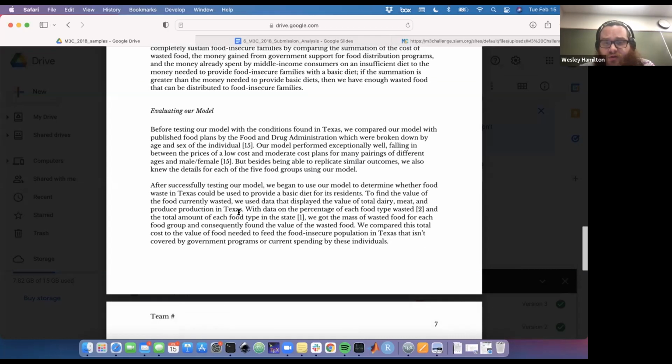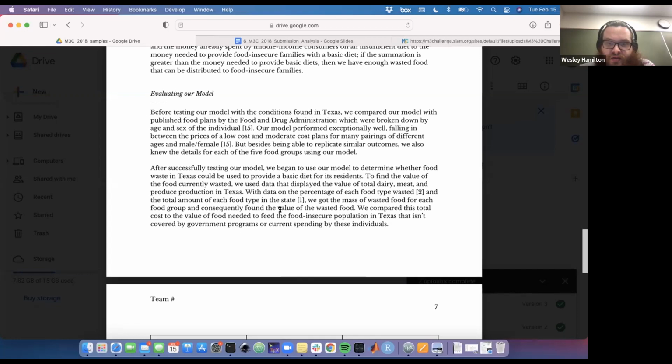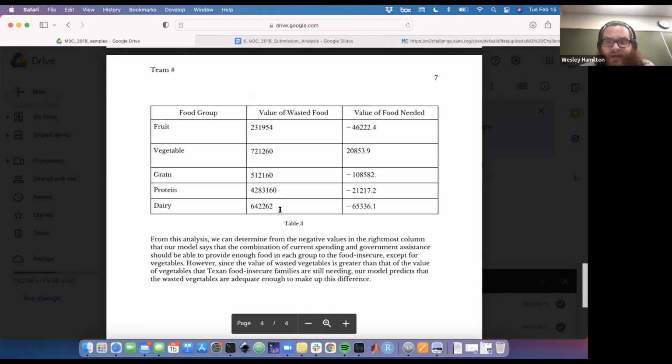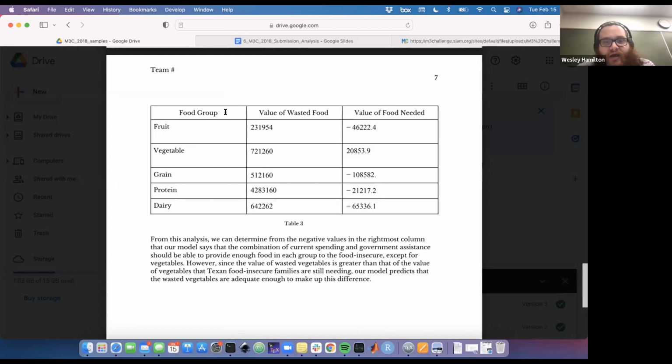Okay, so now they're getting towards the conclusion. Let's see. So, okay, let's go ahead and take a look at this chart, and this is the last page of part one. So they have food group, value of wasted food, value of food needed.